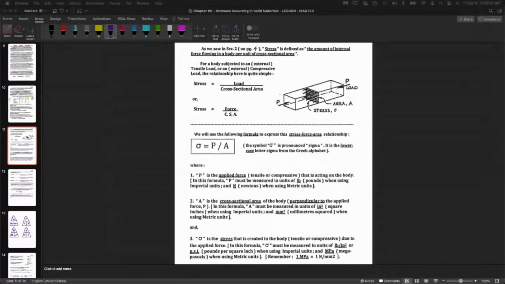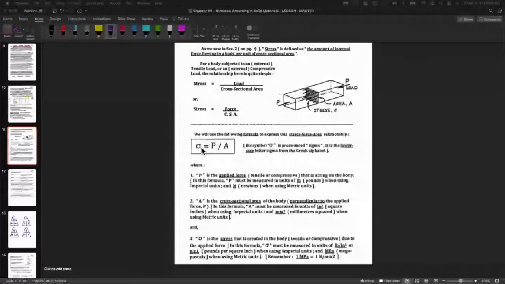Moving on now, we're going to talk about formulas. So this is the key formula for the unit, which is stress, and then P is force, and then A is area. The symbol here, hello?